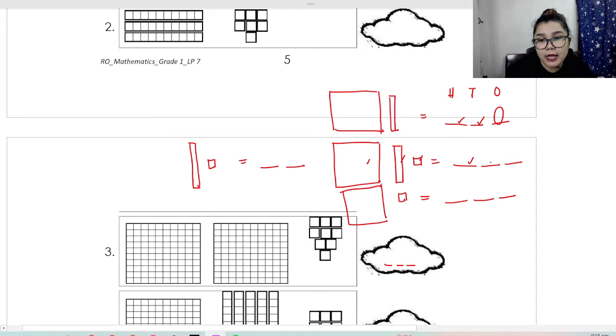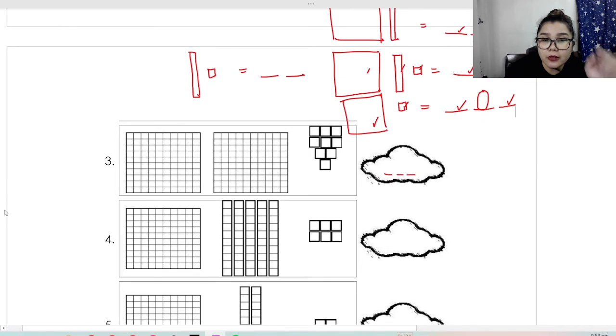ibig sabihin, lahat ito may answer. May given number for it. And then, if we see hundreds and then ones, ibig sabihin, ito may number. Ito, understood 0 kasi wala nang tens. And then, ito may number. So, yan ang magiging clue ninyo. Pag may nakitang hundreds, it means you need to give a 3-digit number.